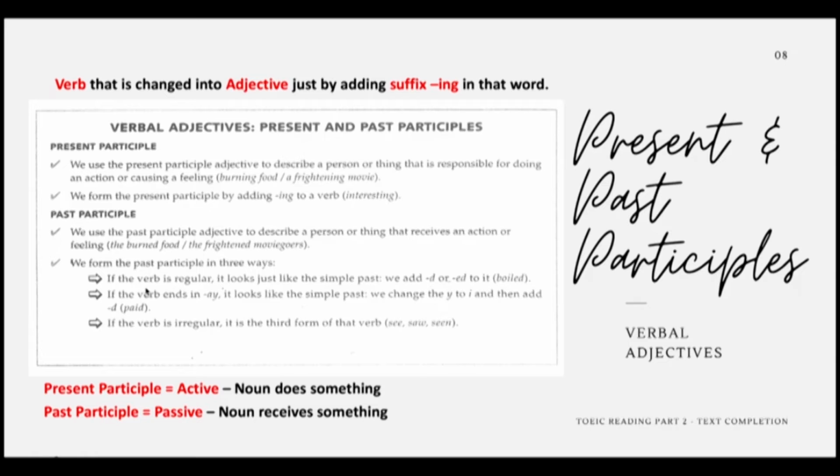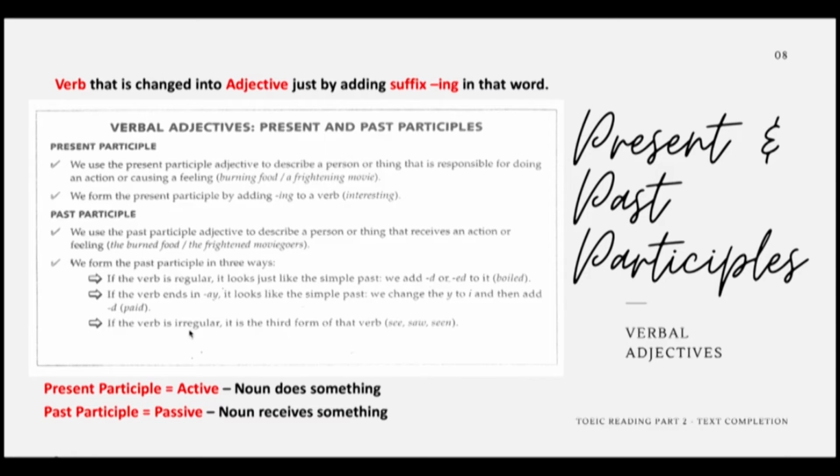As usual, we have two kinds of past participles over here, just like verb 2 and verb 3. If the verb is regular, we can just add d or ed. And if it ends with y, we can turn it into i and then add ed, just like the previous one. Happy to happier, but we cannot change it into happy because that is an adjective. The example over here is pay. Pay is changed into paid.